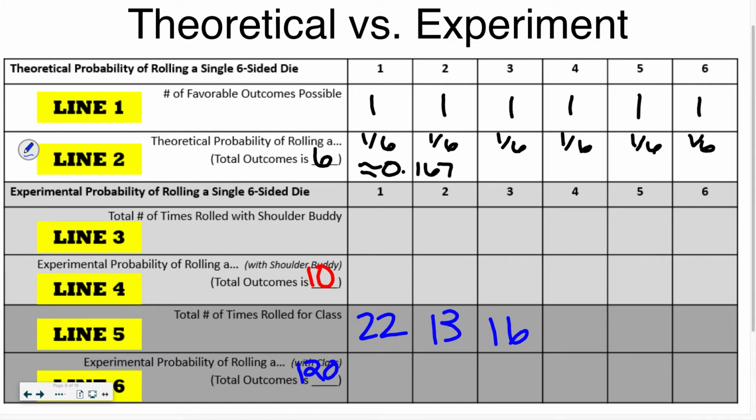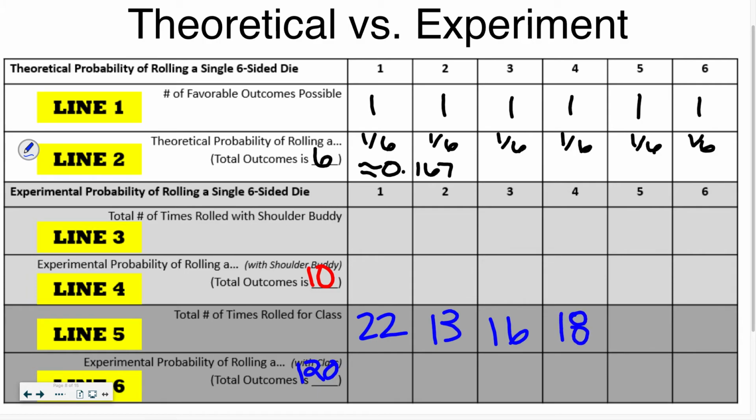How many times did you roll 4? 2, 3, 5, 5, 7, 10, 12, 13, 16, 17, 17, 18.